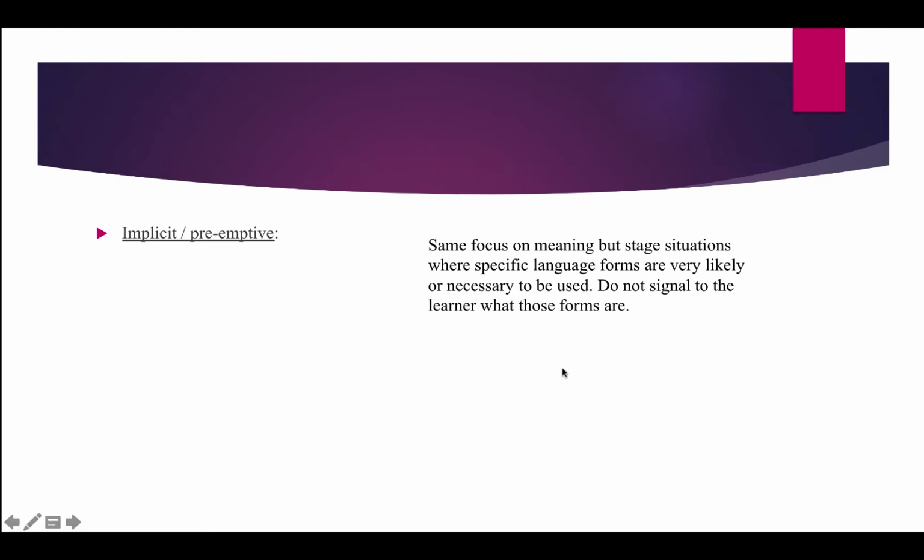All right, but what you do is you try not to, or you avoid signaling to the learners in advance what those forms are. So you don't pre-teach the past tense and then say, okay, guys, we are going to tell a story of what happened to us in the past. That's not implicit preemptive. All right, that is actually entailing explicit and preemptive, which we'll get to.